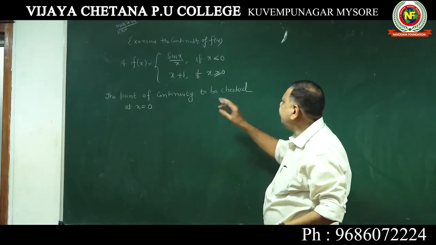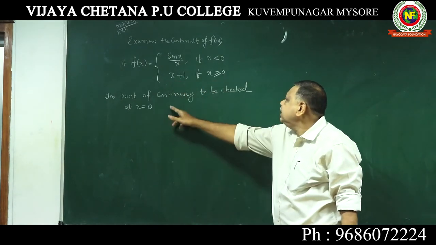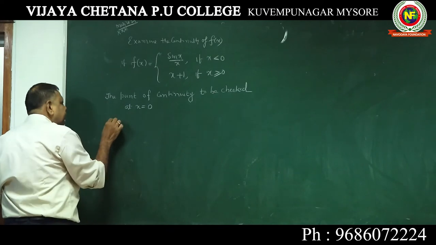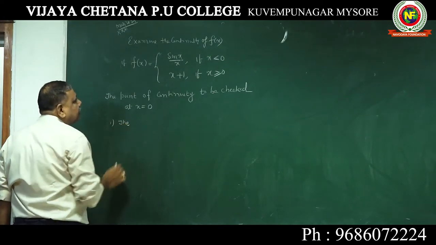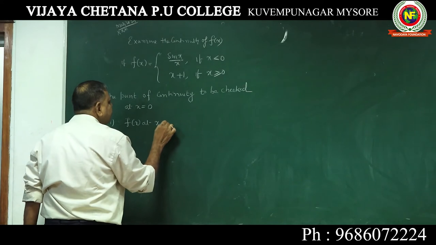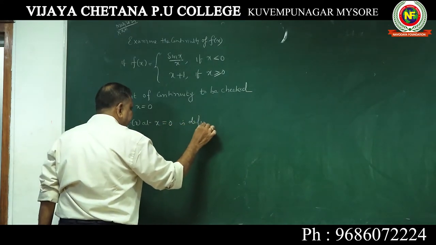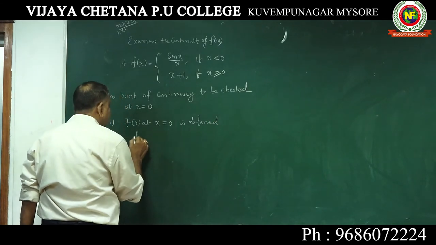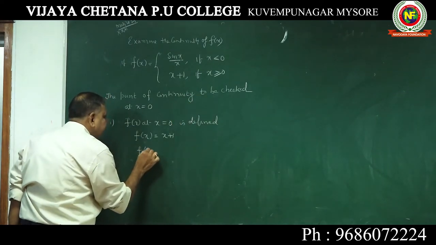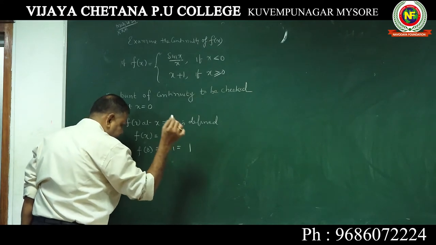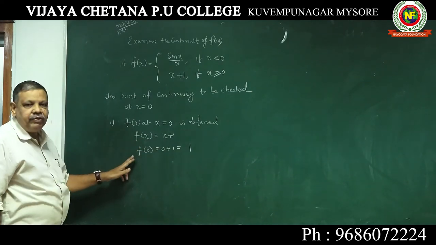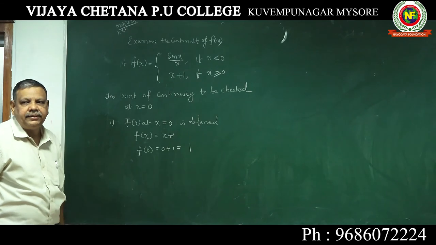First condition: f of x at x equal to 0 is given as x plus 1, so f of 0 is 0 plus 1, which is 1. So the first condition you can write is that f of x at x equal to 0 is defined, or exists. f of x is x plus 1, so f of 0 is 0 plus 1, or 1. Understood? At x equal to 0, it is defined. Okay.